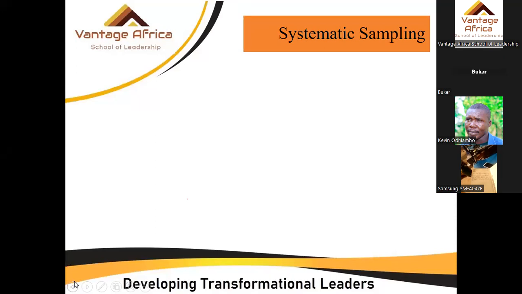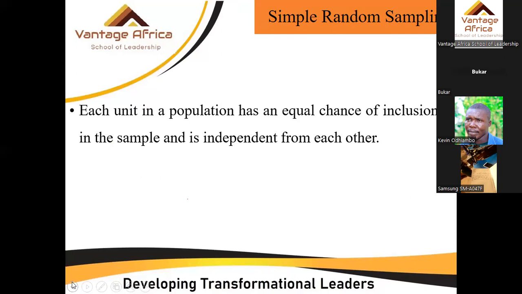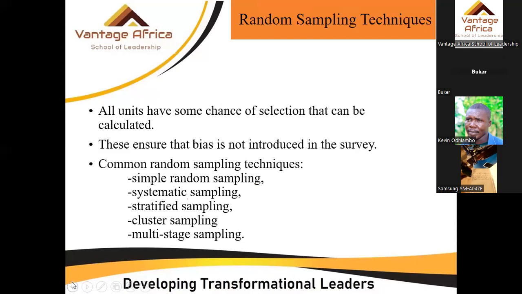So as we said, all units have some chance of selection that can be calculated. These ensure that bias is not introduced in the survey, and these include simple random sampling. You can use systematic sampling, you can use stratified sampling, cluster sampling, and multi-stage sampling. Now, my objective for today's session is for you to understand each of these and what it means, and ask yourself, how can I use it to ensure that I am using data in my decision making? So ensure you understand these five methods of sampling. I'll go through each one of them very quickly.